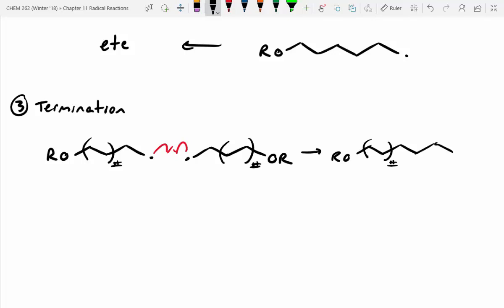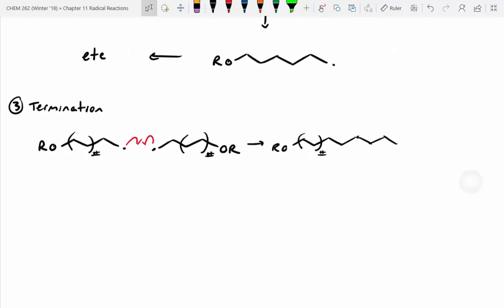Let me zoom out a bit. Oh, I think I have too many carbons there. Actually, no, I'm good. Am I? Sorry. There we go.